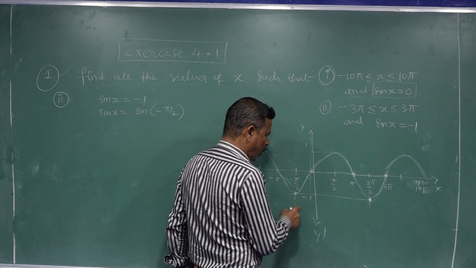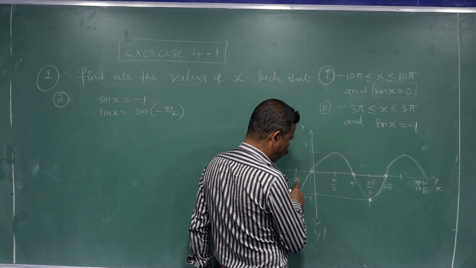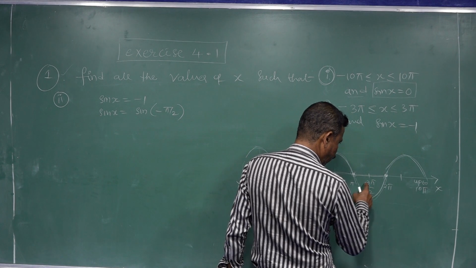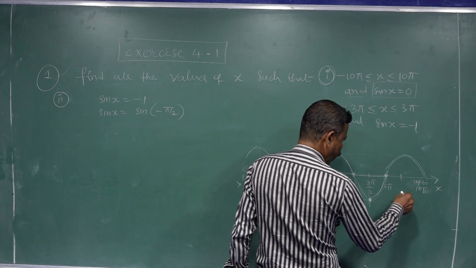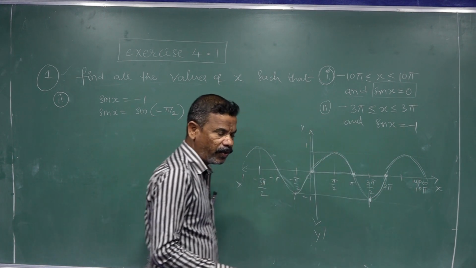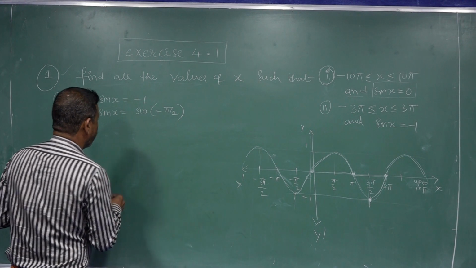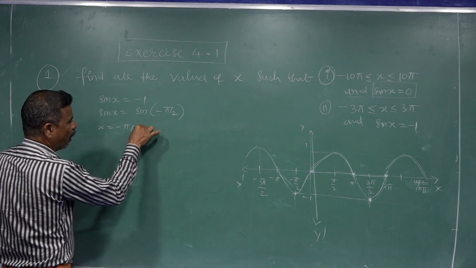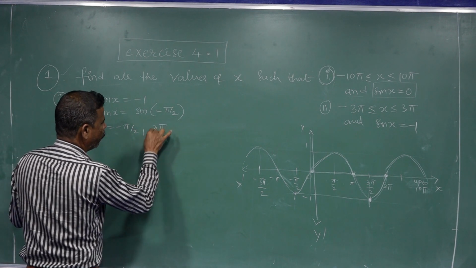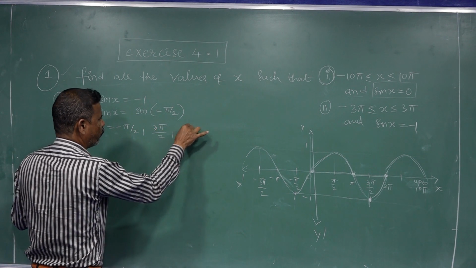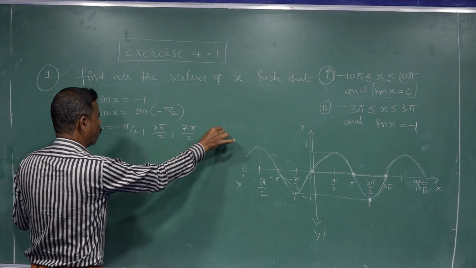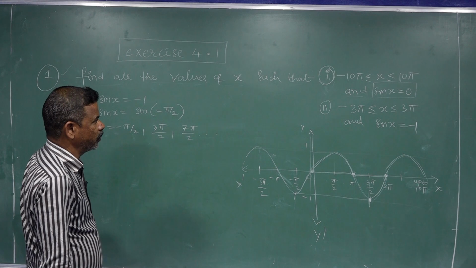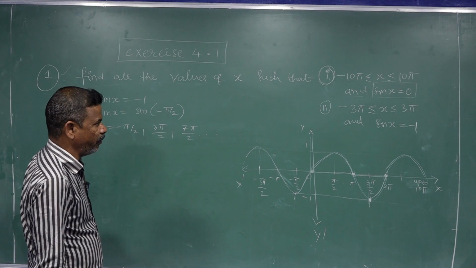After that, from minus π/2 to 3π/2, the difference is 2π. After that, 3π/2 plus 2π is 7π/2, the next value is 7π/2. So the first values are x is equal to minus π/2 and 3π/2. After that 7π/2, and it continues going on. But where to where is he asking? Minus 3π/2 to plus 3π.